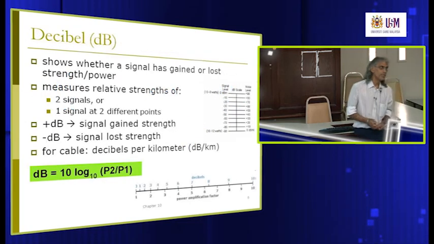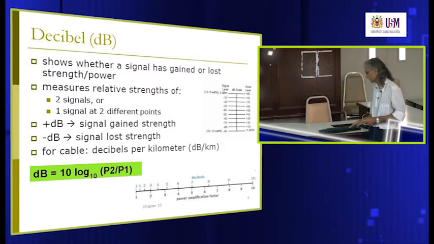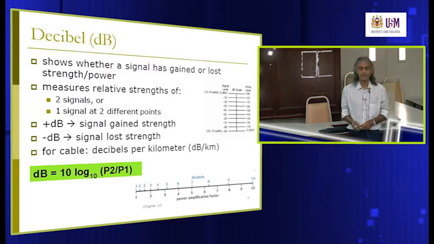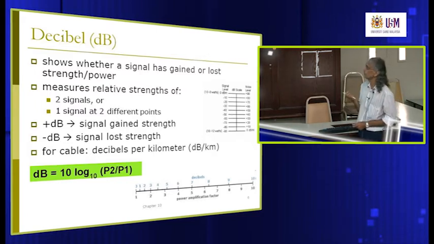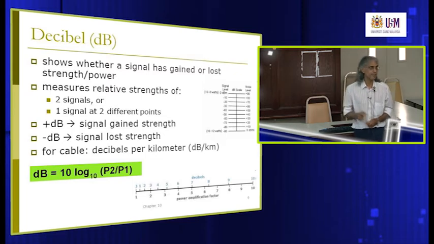So now what we need to do is measure how much the attenuation is. For example, when you say the signal is attenuated, how much strength has been reduced as it travels? This is measured in decibels. Decibels measure how much the signal has gained or lost its strength or power after traveling a certain distance. So it's basically a relative comparison between two signals, or one signal at two different points.